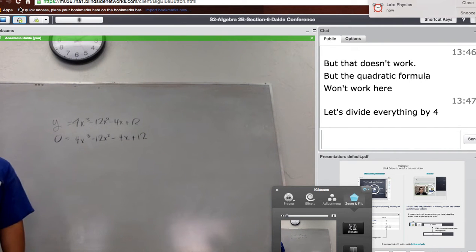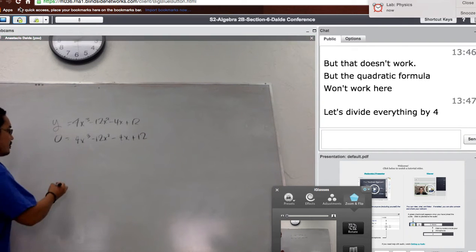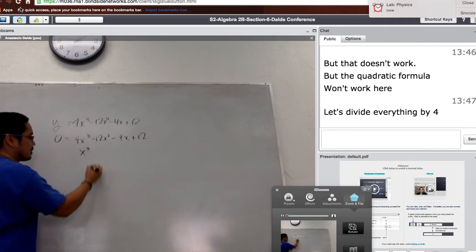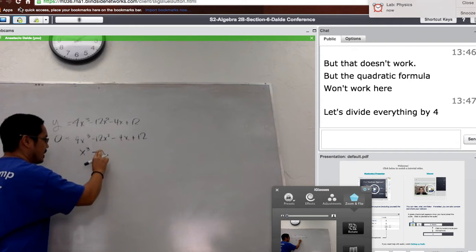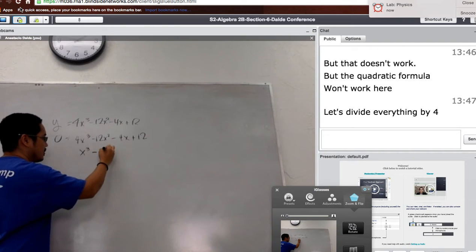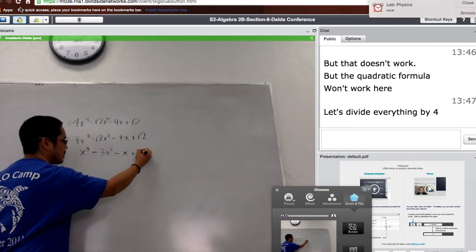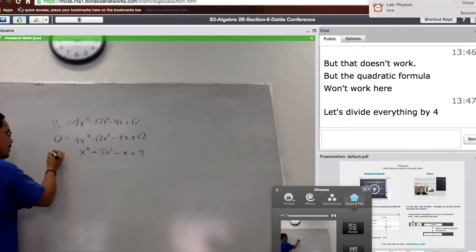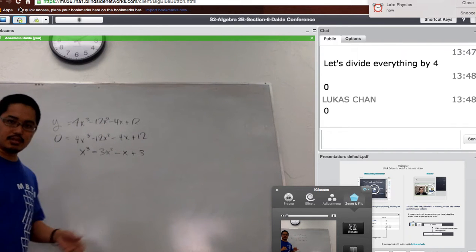She said it. Let's divide everything by 4. I agree with you. So this divided by 4 is just x cubed. This divided by 4 is negative 3x squared, minus x, plus 3. I basically divided this whole thing by 4, so I should also divide the other side by 4. But what's 0 divided by 4? Still 0.